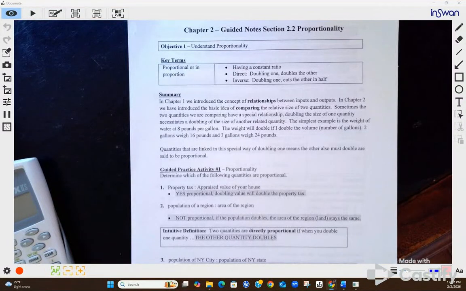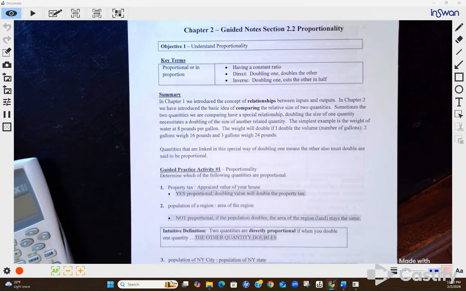Okay, so this is section 2.2. We're still talking about proportionality. Now we're just going to get a little more specific on different kinds of proportionality. So things that are in proportion or proportional have a constant ratio.